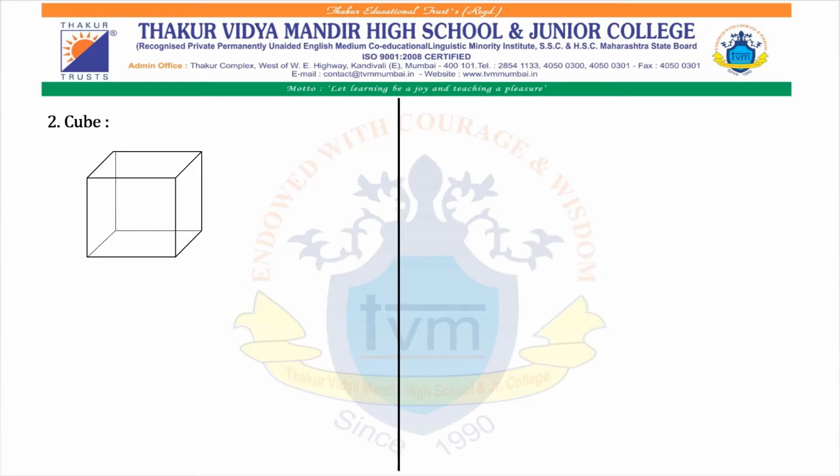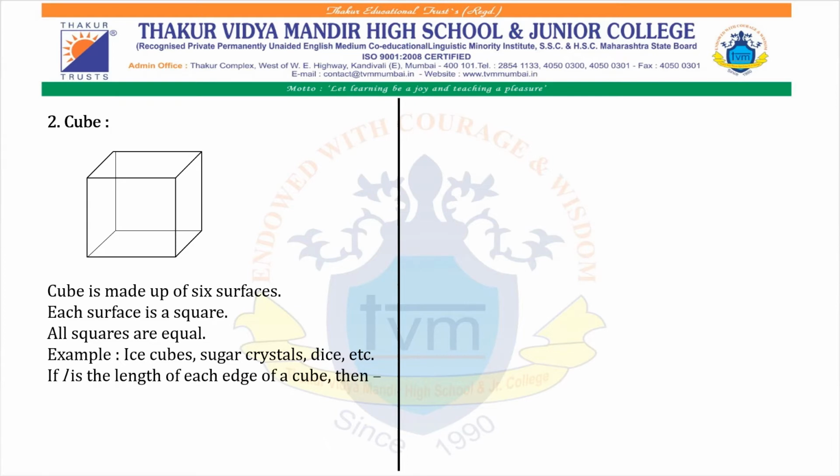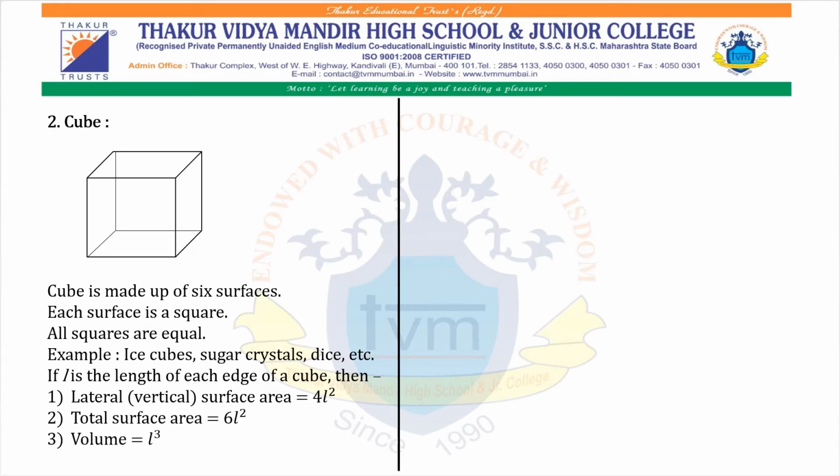Next is a cube. Cube is made up of 6 surfaces. Each surface is a square. All squares are equal. Example: ice cubes, sugar crystals, dice, etc. If L is the length of each edge of a cube, then lateral surface area is equal to 4L², total surface area is equal to 6L², and volume is equal to L³.